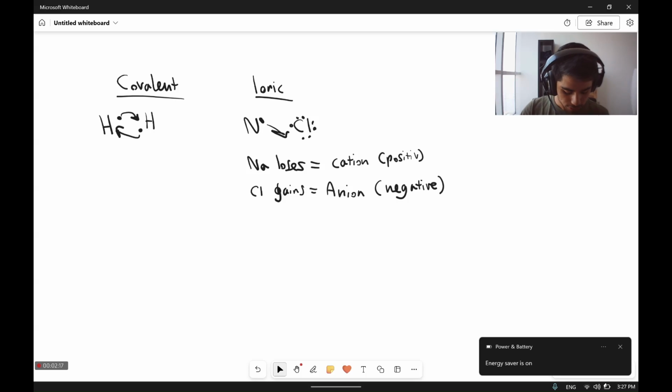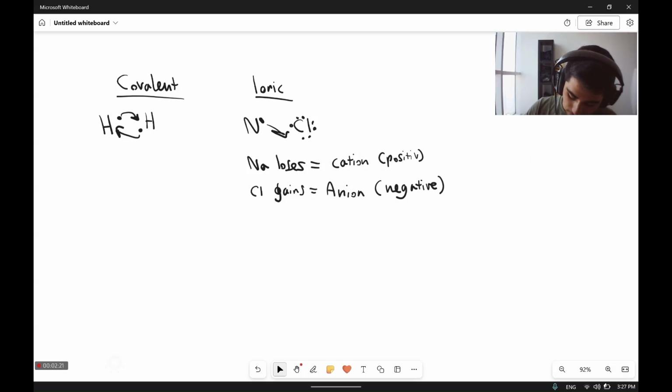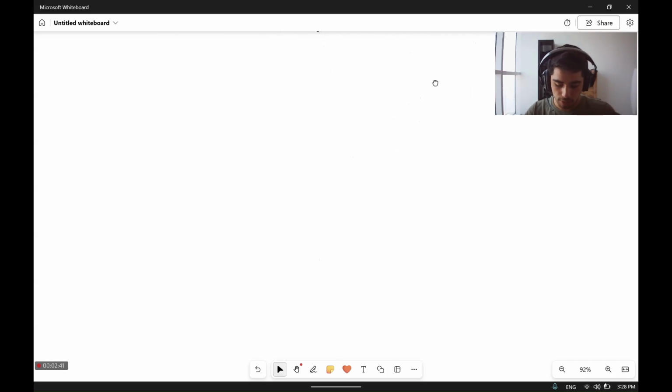This is important because now we have Na positive and Cl negative. We know that opposite charges attract each other, so there will be an electrostatic force between them, and they will have a very good relationship with each other. This was important to know. Now that we're past this, we'll start with polarity.